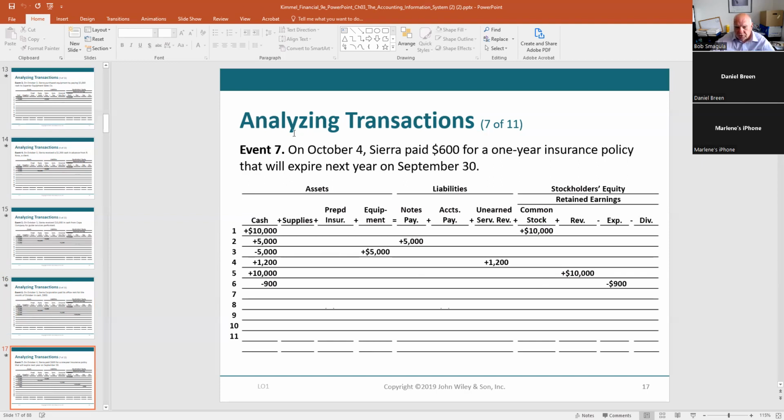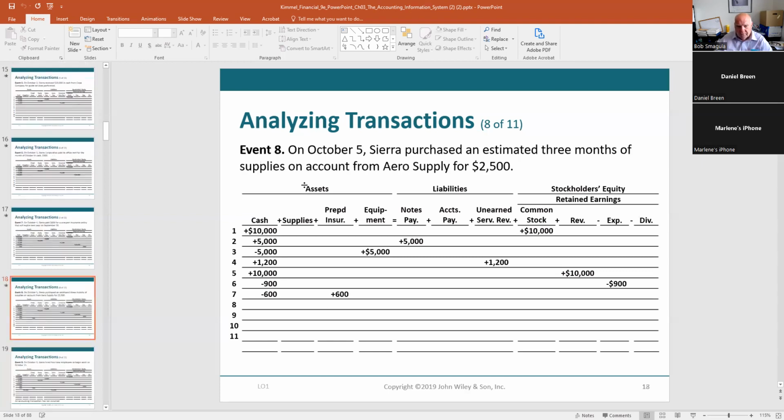Sierra bought an insurance policy for 1 year. It's for the upcoming year. So that is an asset. Whenever you buy an insurance policy, it is an asset. It is not an expense until you actually get the coverage. So what's happened here? They bought it on account. I'm sorry, yeah, they paid cash for it. Sierra paid $600 cash for a 1 year insurance policy.